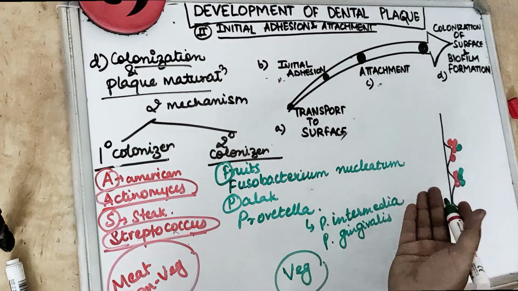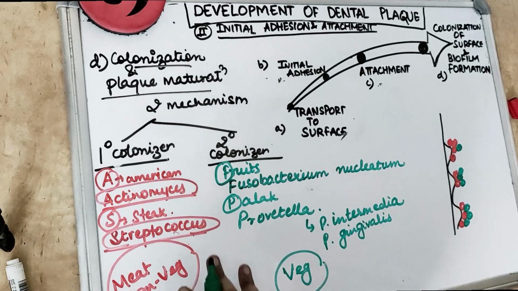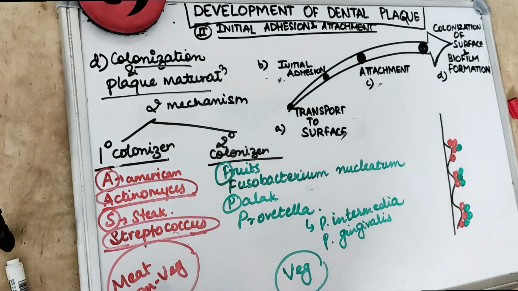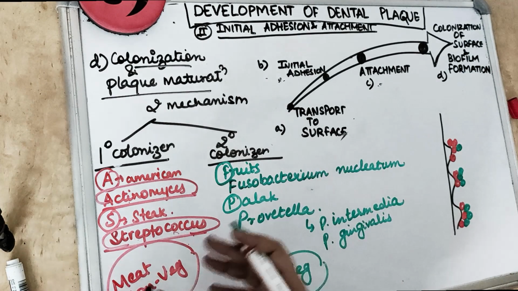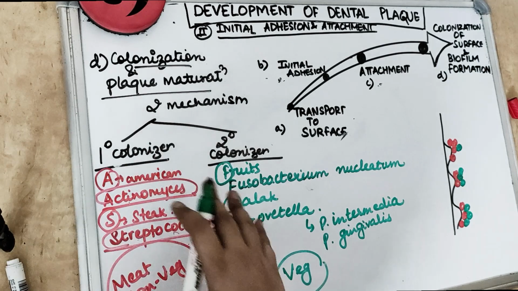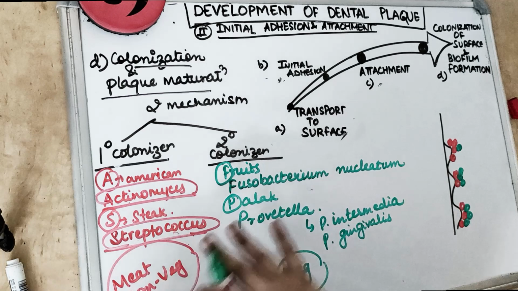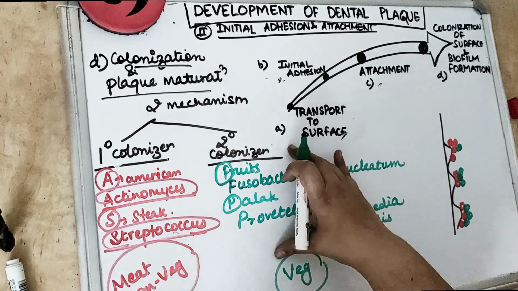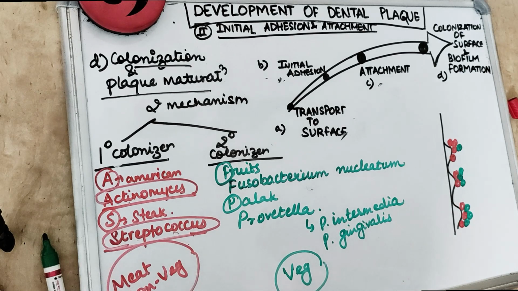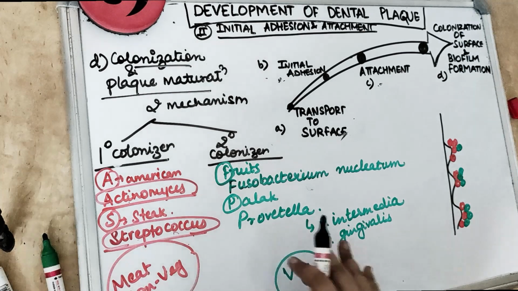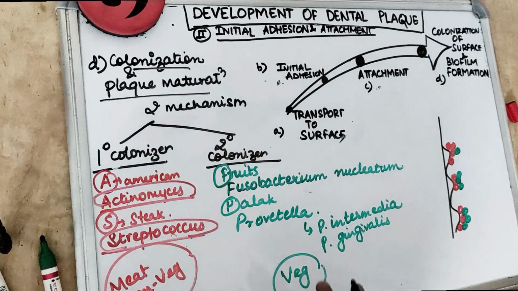In fact, they attach to the bacteria which came first. The bacteria which came first are our aerobic bacteria, so they utilize oxygen. Later on, when all of the oxygen is finished by the primary colonizer, the secondary colonizers are mostly anaerobic bacteria. When the oxygen has vanished, they come and grow, because they don't require oxygen to grow.